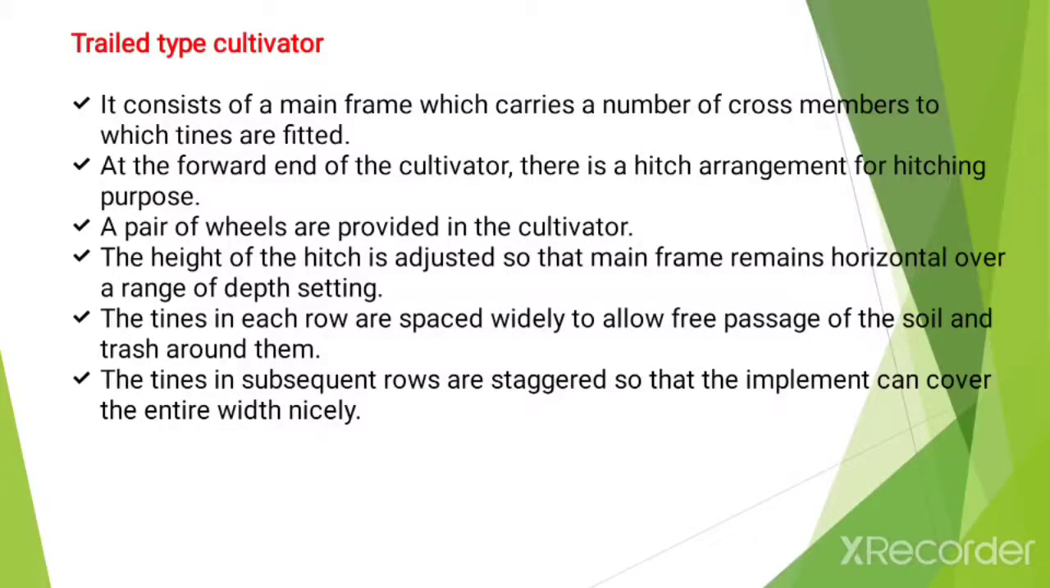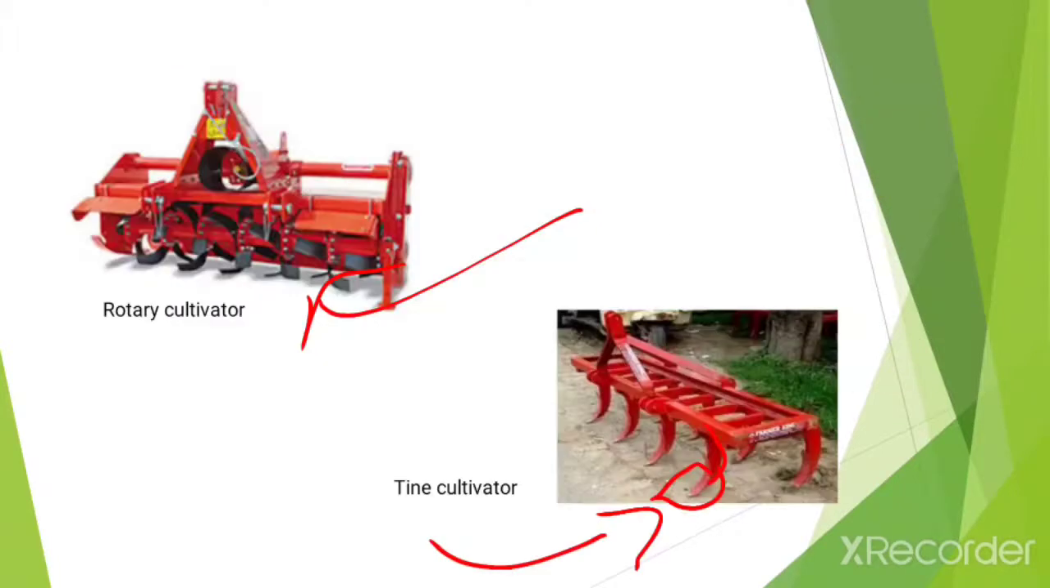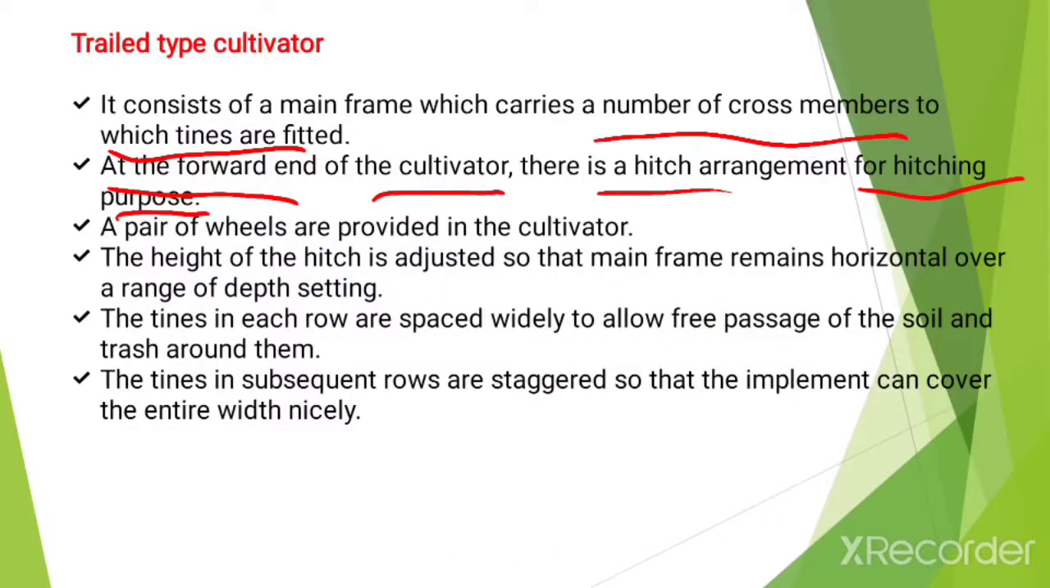In a trailed type cultivator, it consists of a main frame which carries a number of cross members to which tines are fitted. At the forward end of the cultivator there is a hitch arrangement for hitching purposes. This is the hitch arrangement. Then a pair of wheels is provided in this type of cultivator. The height of the hitch is adjusted so that the main frame remains horizontal over the range of depth setting.